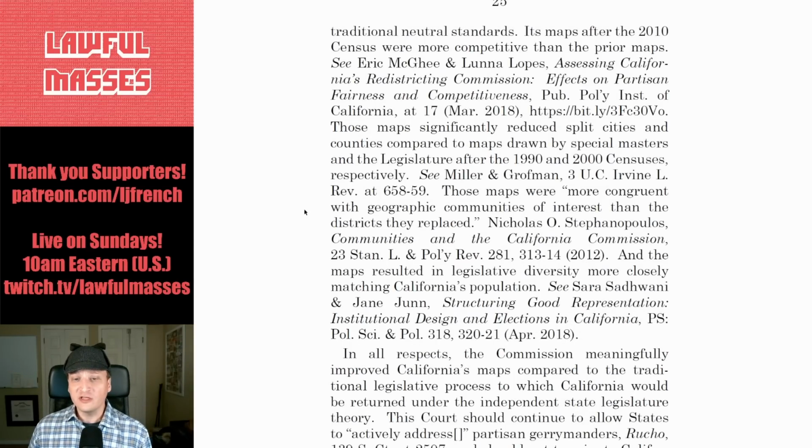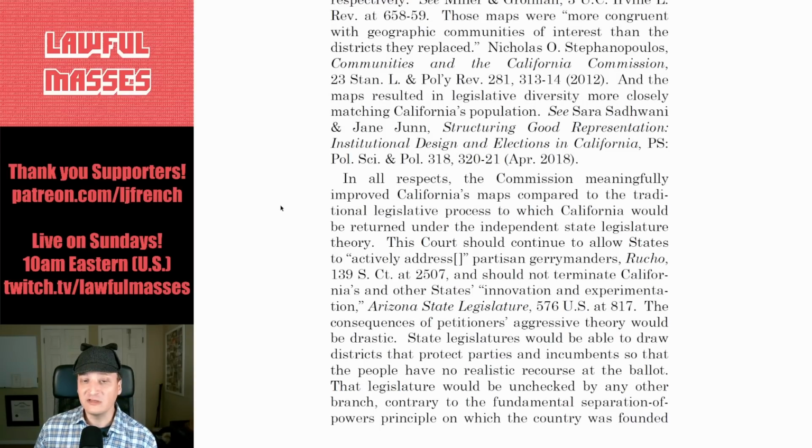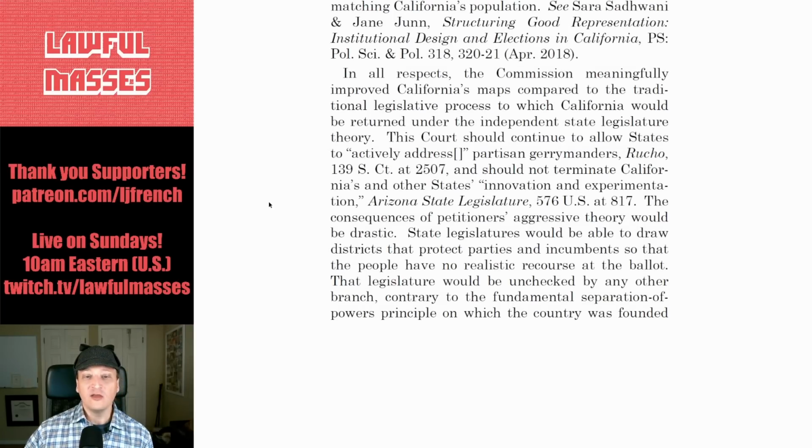Those maps significantly reduced split cities and counties compared to the maps drawn by special masters and the legislature after the 1990 and 2000 censuses, respectively. Those maps were more congruent with geographic communities of interest than the districts they replaced. And the maps resulted in legislative diversity more closely matching California's population. In all respects, the Commission meaningfully improved California's maps compared to the traditional legislative process to which California would be returned under the new independent state legislature theory of petitioners in this case.